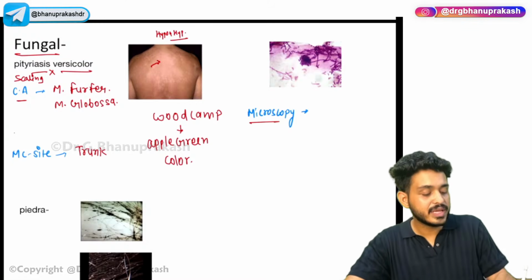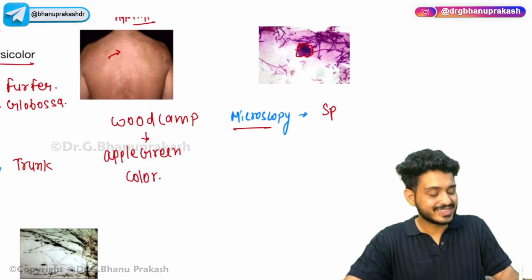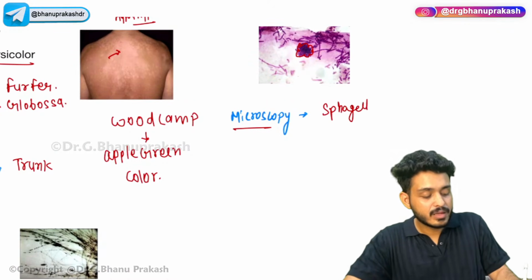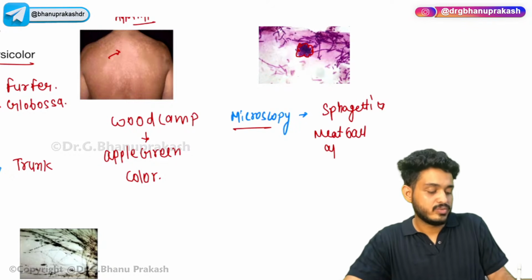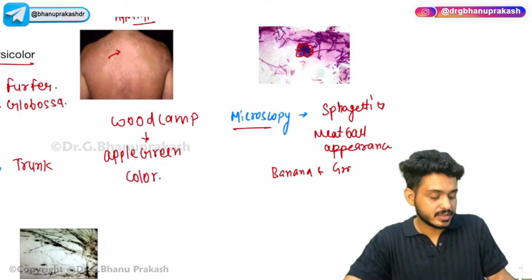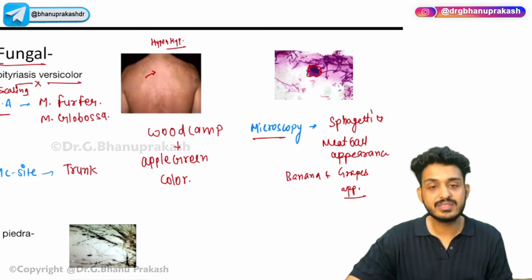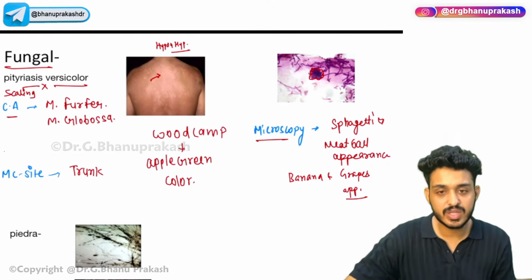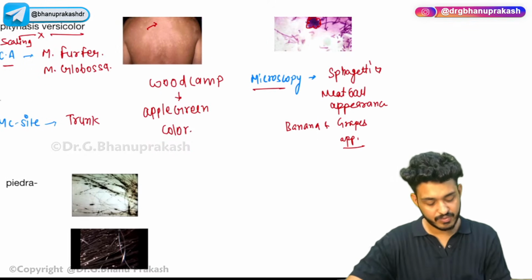On microscopy, you will be finding this particular appearance. This is looking like spaghetti and meatball. Have you seen? Then you will understand that is your spaghetti and meatball appearance. For vegetarian people, we are also calling it banana and grapes appearance. So that is due to pityriasis versicolor, which is a type of superficial fungal infection.